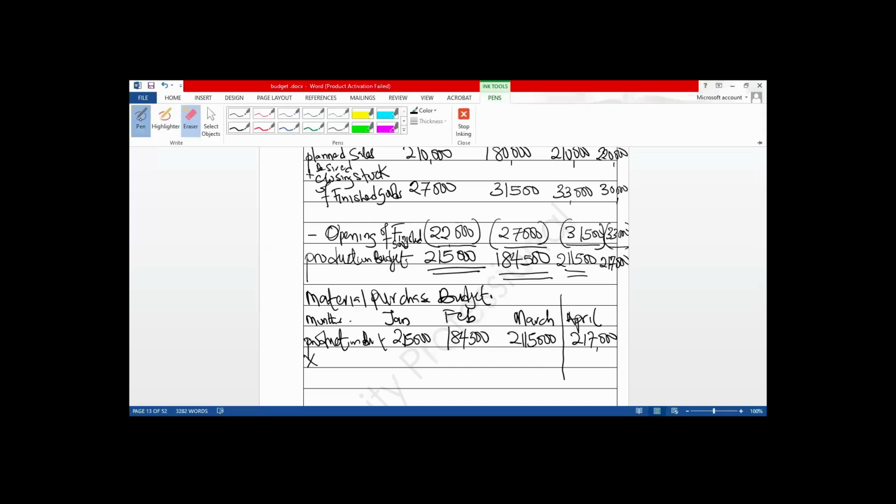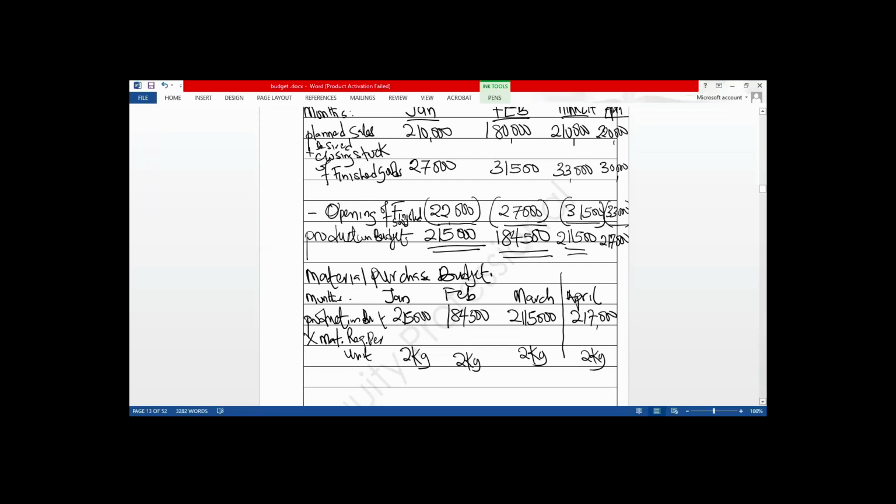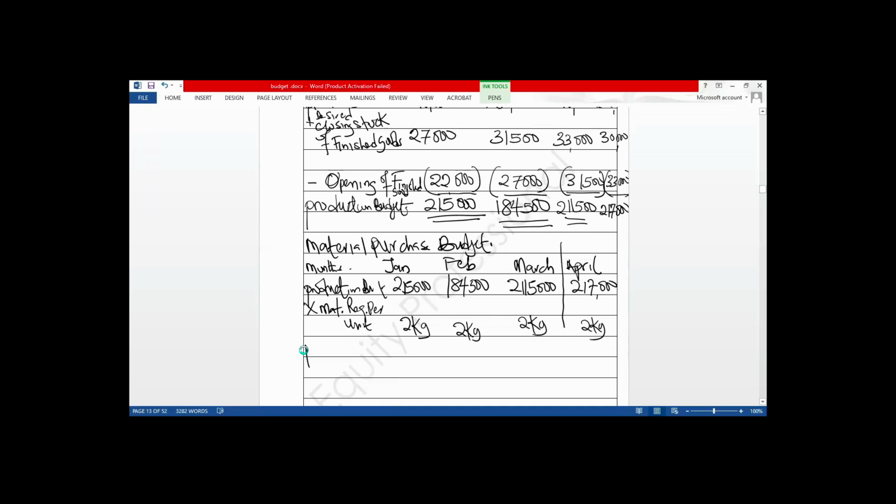So I just like this. Let me shorten, multiply by material required per unit. To produce 1 unit, we require 2 kg. So for me to produce 1 unit, I require 2 kg. Multiply by number of units to be produced. I'm going to produce 15,000 units in January. That will now give me production requirements.